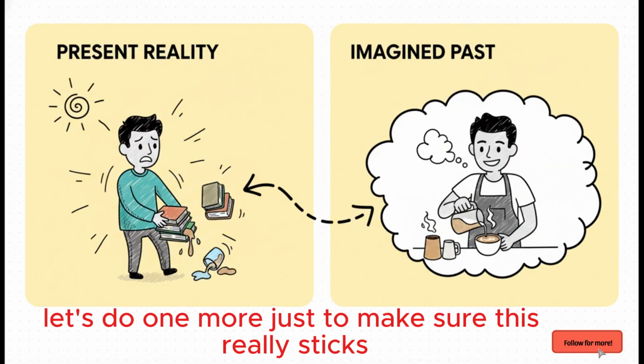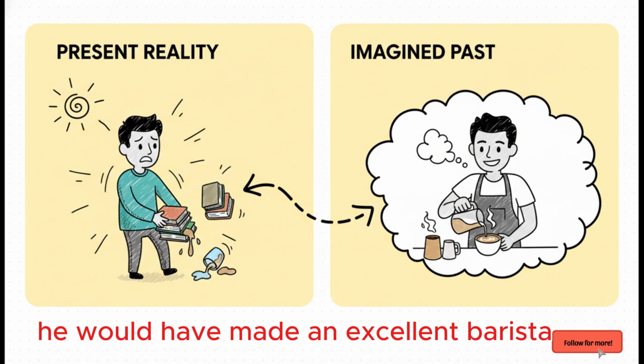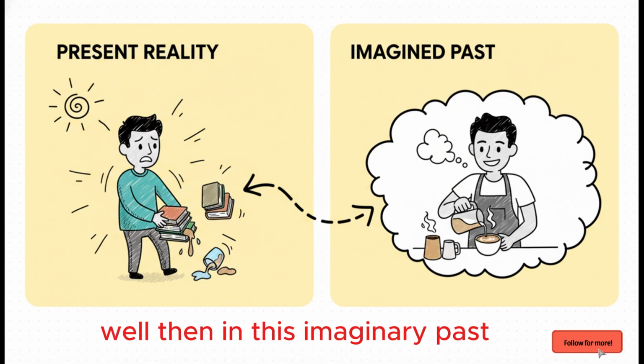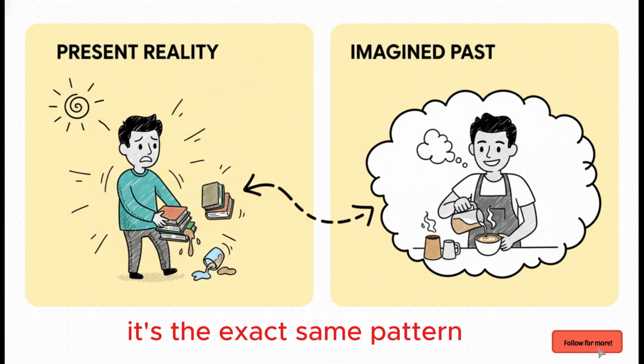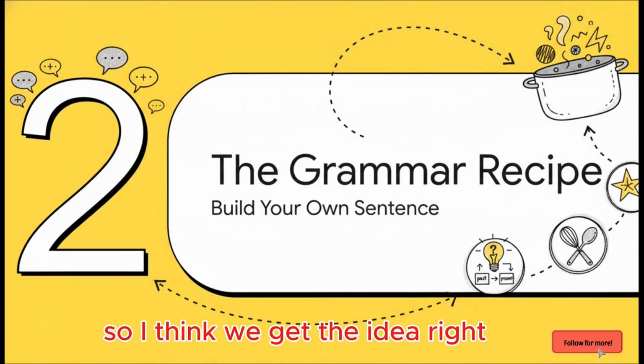All right, let's do one more just to make sure this really sticks. Let's say, if Bully wasn't so clumsy, he would have made an excellent barista. The reality? Bully is clumsy. But what if he wasn't? Well, then in this imaginary past, he would have made an amazing barista. It's the exact same pattern, you see? A now thing directly changing a then thing. Okay, so I think we get the idea, right?